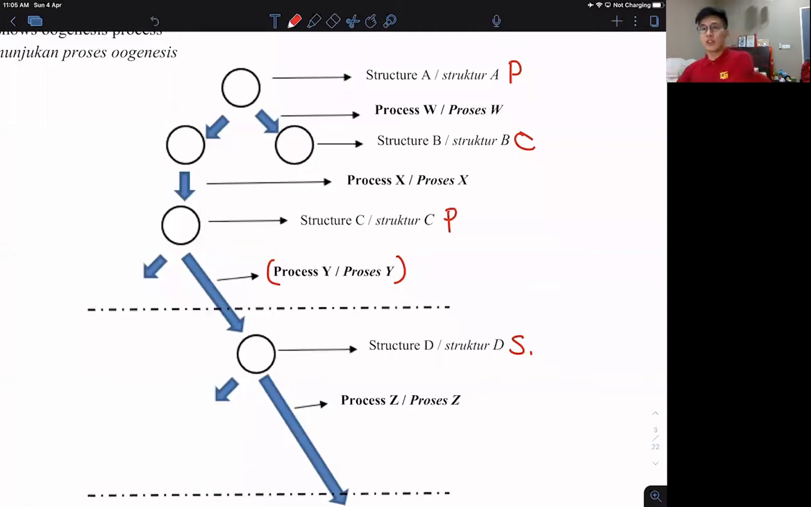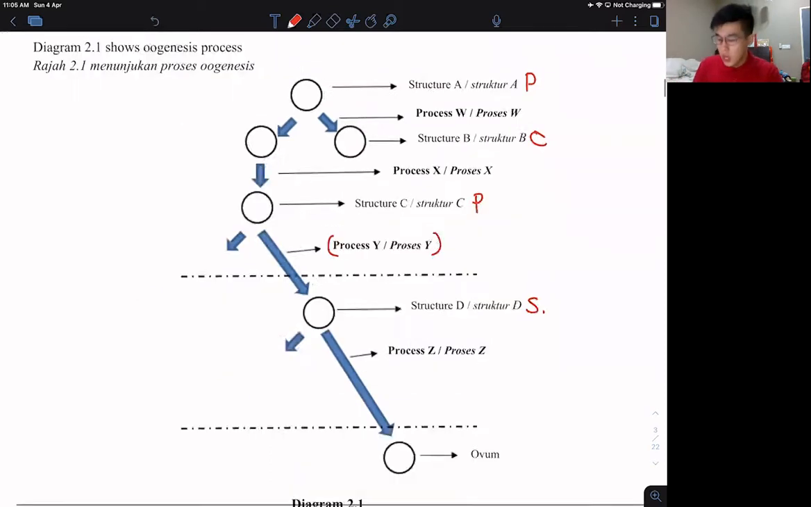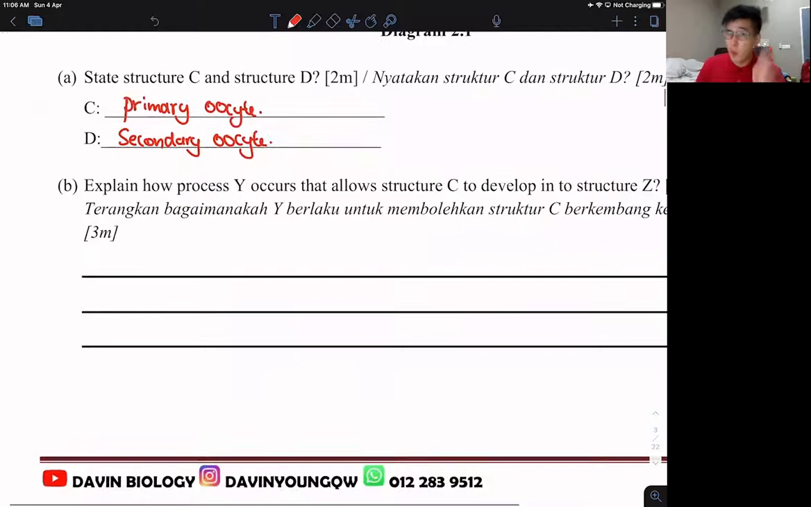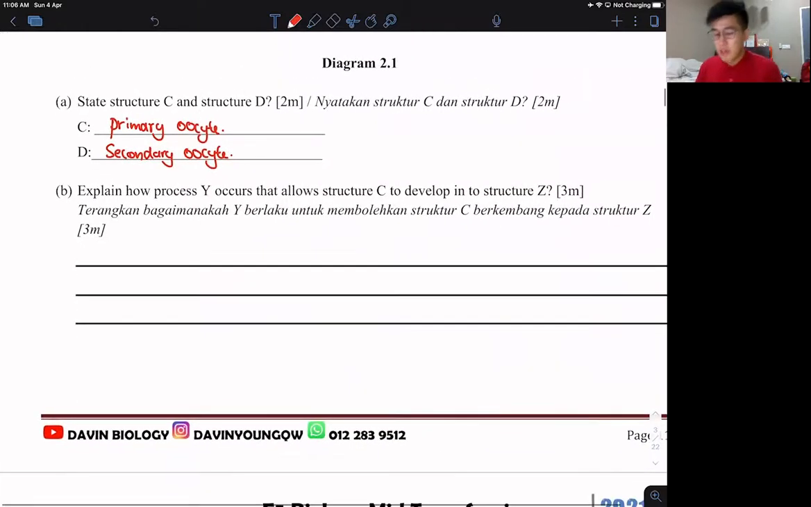Meiosis. What meiosis? Meiosis 1, meiosis 2, meiosis 3. Remember, meiosis is not just one process. Yes, you must say meiosis 1. If you didn't say meiosis 1 or 2, it is wrong. So very important, you remember 1 or 2. Don't forget that. So explain how process Y occurs that allows structure C to develop.